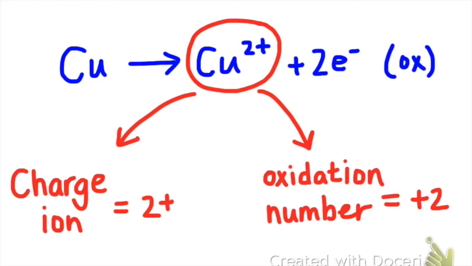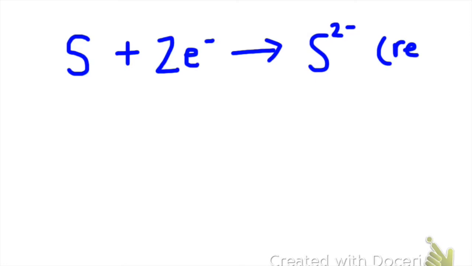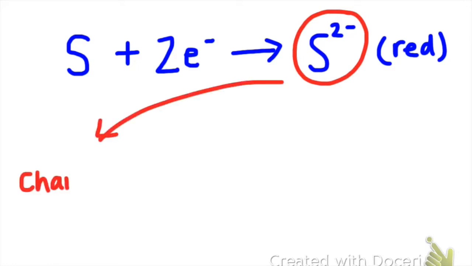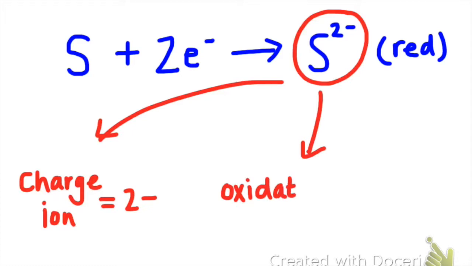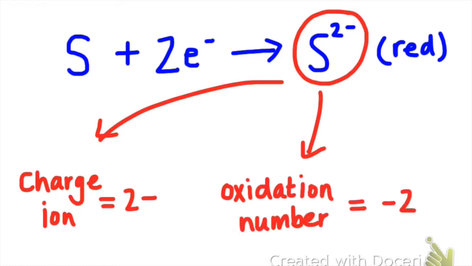from its neutral atom. If we have a look at another example, sulfur gaining 2 electrons now to become S2-, because it's gained electrons. Remember, reduction is gain, so that's a reduction half reaction. Let's focus on the S2- ion. You can see clearly that the charge of that ion is 2-, and because it's gained 2 electrons from the neutral atom, the oxidation state, or the oxidation number, we show as -2.